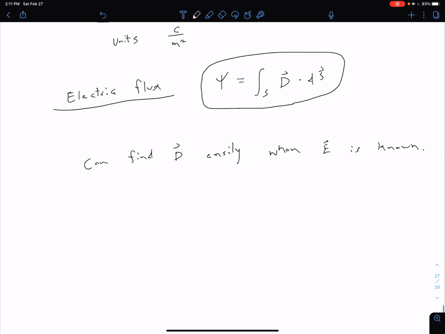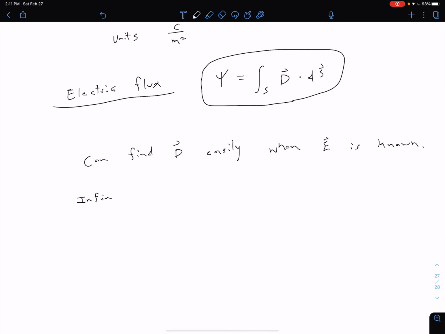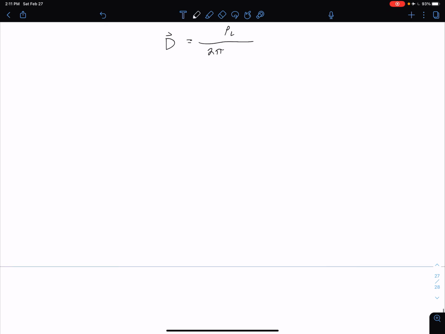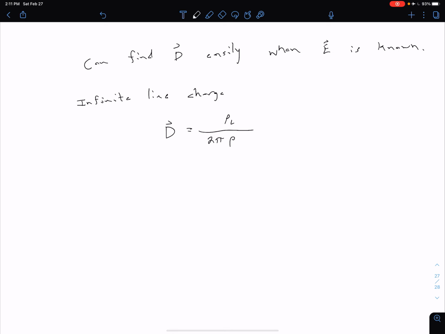So for example, we looked at our infinite line charge. For an infinite line charge, we could just say that our D, our electric flux density, is equal to, so we still have rho L in the numerator, and now our denominator is going to be the same. We're just going to exclude the epsilon naught term because it basically cancels out with the epsilon naught that we multiply by our E. So we have 2 pi rho in our rho direction. And we could compare that to the previous equation we had for our electric field due to an infinite line charge, which is on page 4-12 in the notes.